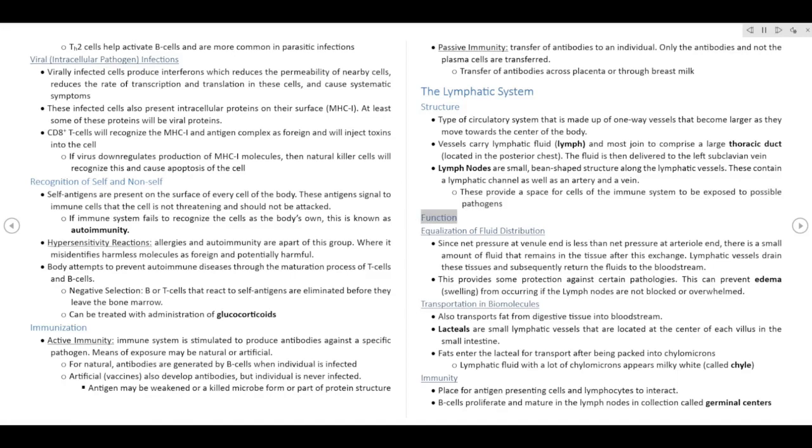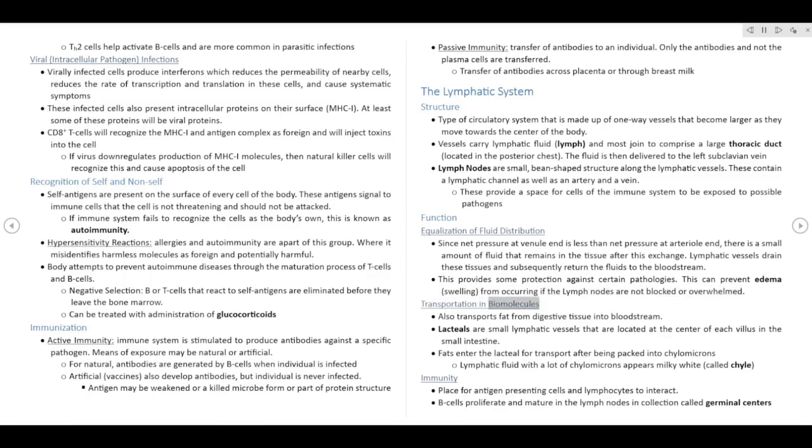Function: equalization of fluid distribution. Since net pressure at the venule end is less than net pressure at the arterial end, there is a small amount of fluid that remains in the tissue after this exchange. Lymphatic vessels drain these tissues and subsequently return the fluids to the bloodstream. This provides some protection against certain pathologies. This can prevent edema, swelling, from occurring if the lymph nodes are not blocked or overwhelmed.